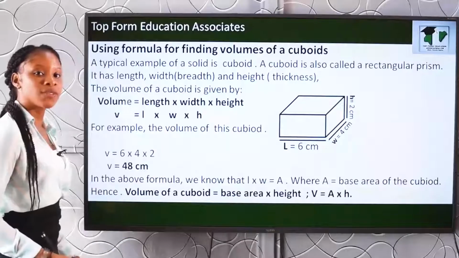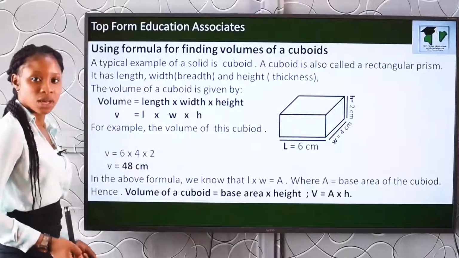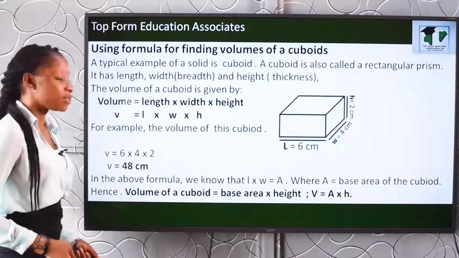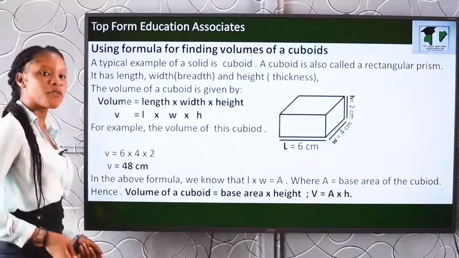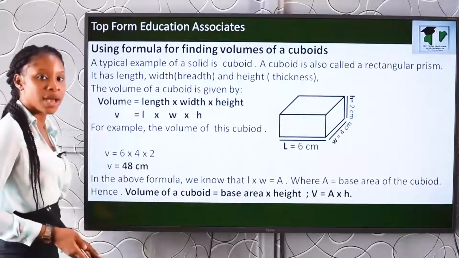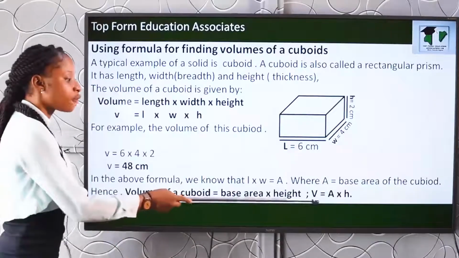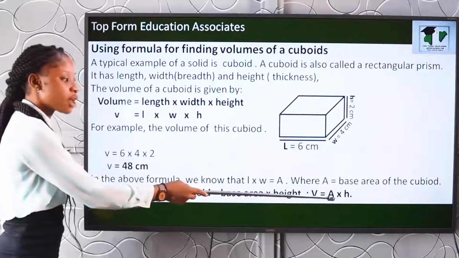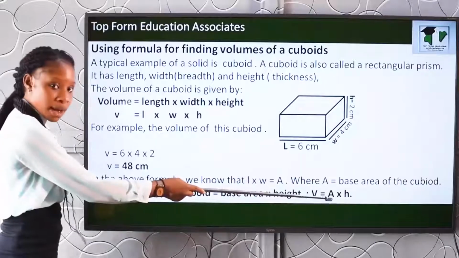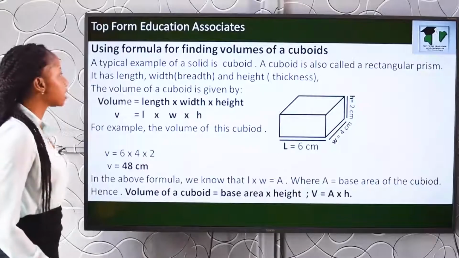So, in a case where you are given the base area, instead of being given the length and the width, you know that they are talking about length and width. So, you can also find volume using base area times height. This is the abbreviation: volume, which is V, equals A times H, A representing base area and H representing height or thickness.